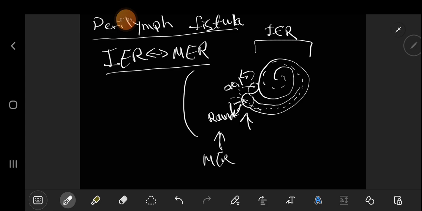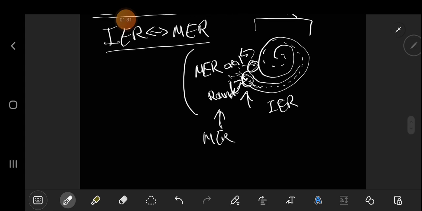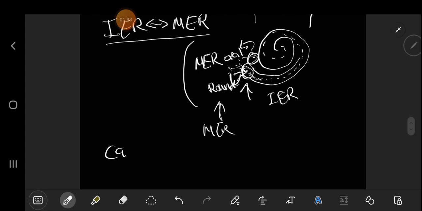So something can cause rupture of the oval window or the round window, which are the membranes that separate the middle ear cavity from the inner ear cavity, and this rupture can cause lymph to just get from the inner ear to the middle ear, and this is why it is called perilymph fistula. Now, what are the causes? What can cause this perilymphatic fistula?